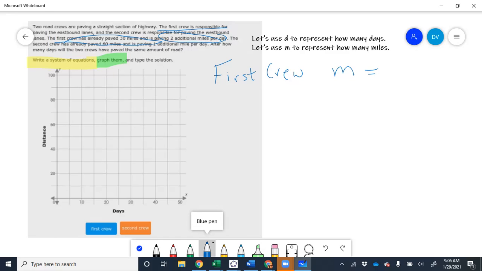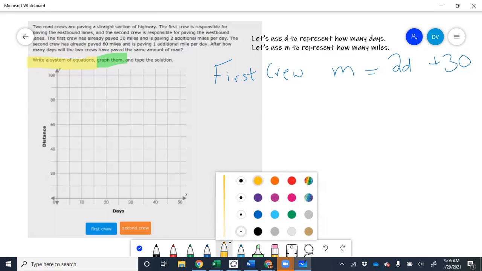So their equation will be the 30 that they've already done plus 2 times the number of days, because they do 2 every day, 2 miles a day. Okay, and we don't need these other circles right now. For now, we're going to use a different color. The second crew, that'll be like orange.